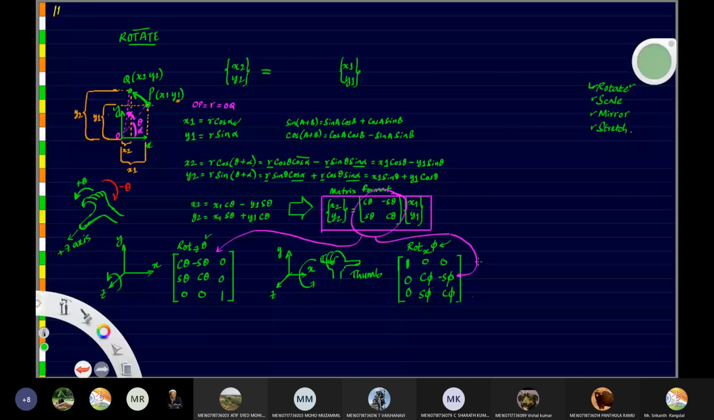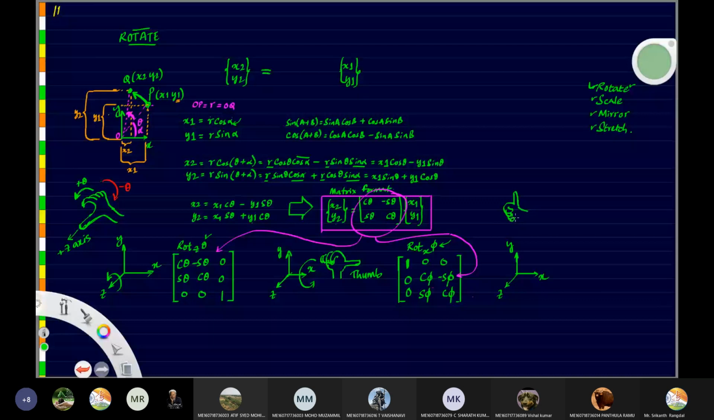So lastly, we'll have to see the rotation matrix. About which axis? Y-axis. So once again, we'll have to take our thumb and see what is the direction in which our fingers are rotating. Okay, so these are our fingers.